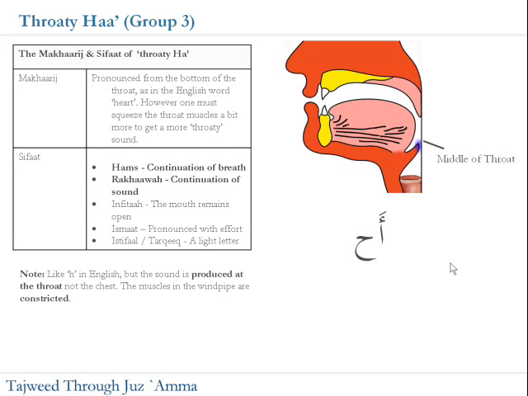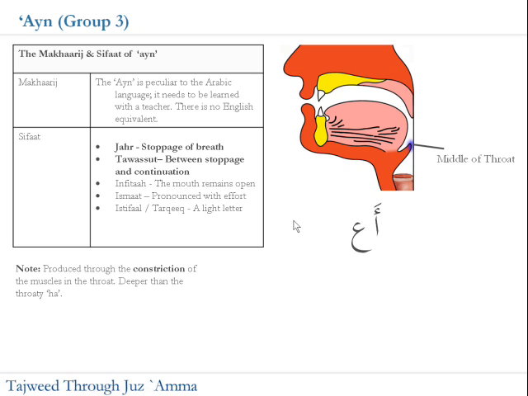So if this was voweled, it'll be ha, and this is literally done by squeezing the muscles around your windpipe. You'll notice it's different from the previous ha because it's not from the chest. The previous one was from the chest, whereas this one we're squeezing the throat muscles. So this has a continuation of breath at the end, and it's a continuation of sound as well.